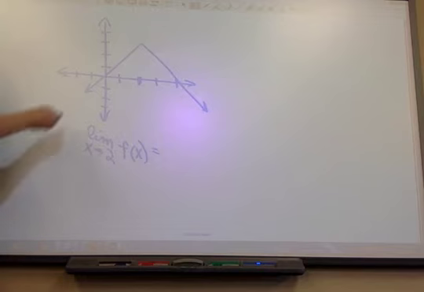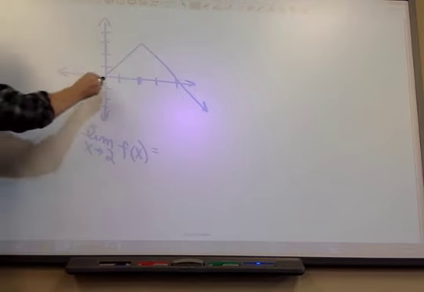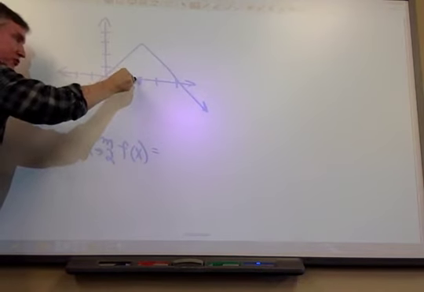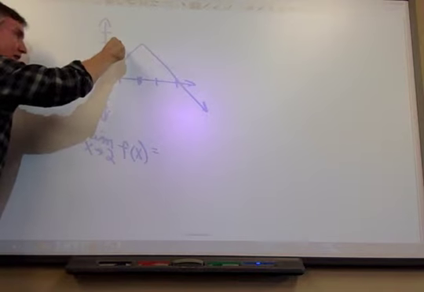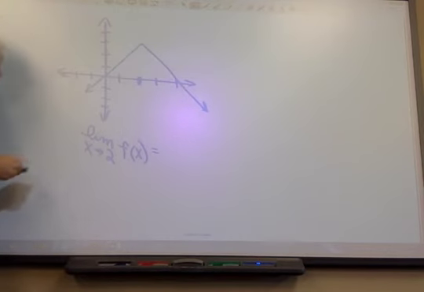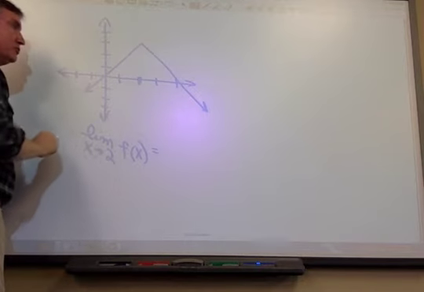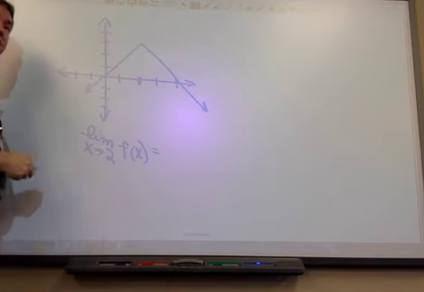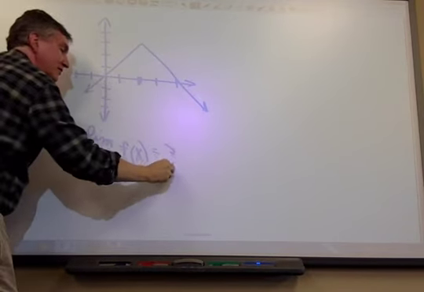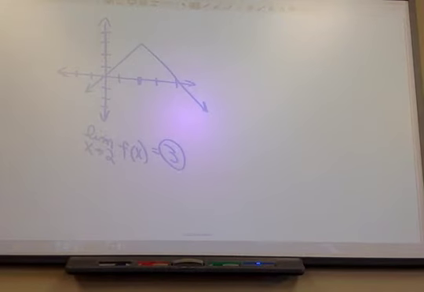3. If I get closer and closer and closer to 2 on the x-axis, the y gets closer and closer to 3, doesn't it? If I approach from this direction, from the right-hand side, if I get closer and closer and closer to 2, the y value also goes up to 3. So that limit is 3.